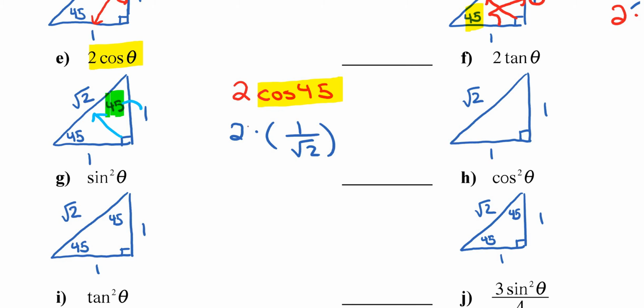And you just multiply the top numbers here. So 2 times 1 is 2. So my final answer is 2 divided by root 2. Remember, there's an invisible 1 here, so 1 times root 2 is that root 2. So that's how you get the root 2 in the bottom there.